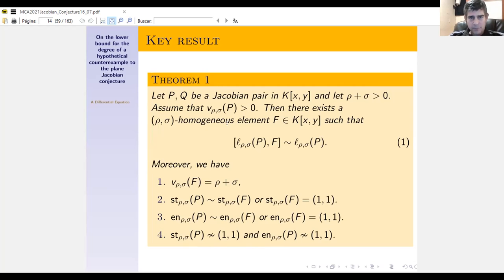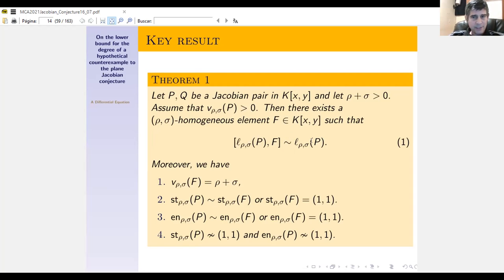And so you have this L_{ρσ}(P), which is the principal term of P in direction ρσ. ρσ is a direction, and we assume that ρ + σ is greater than zero for this result. Then there exists a polynomial that is ρσ-homogeneous, such that it is equal to a constant times the principal term of P.